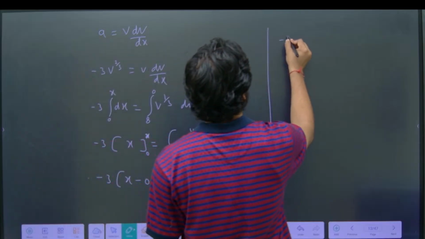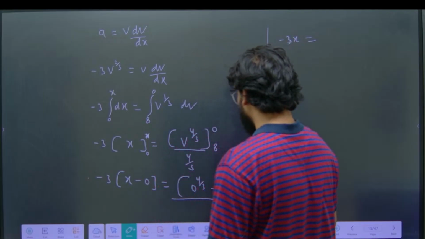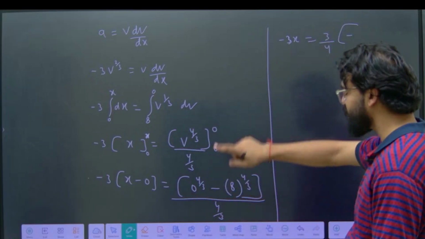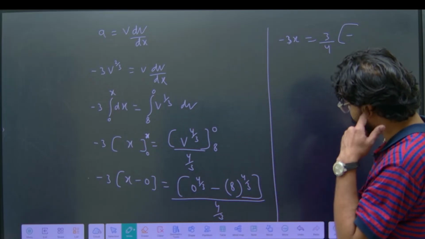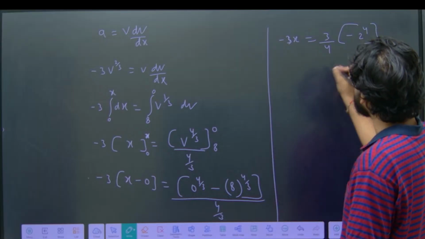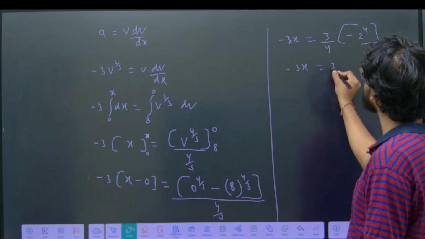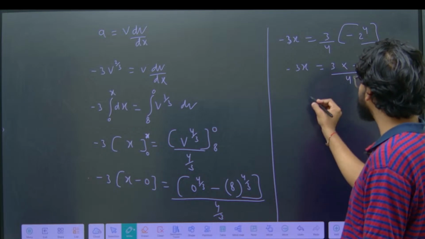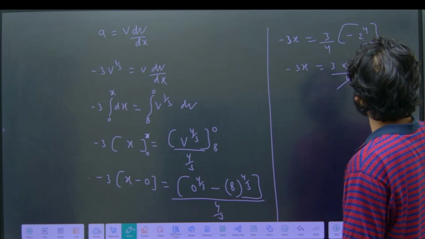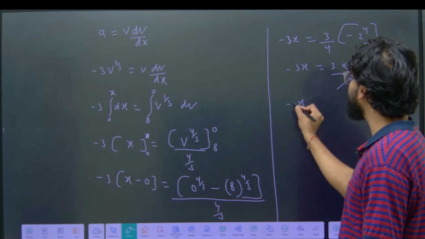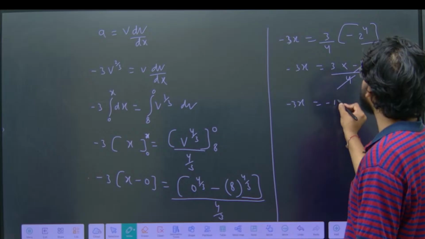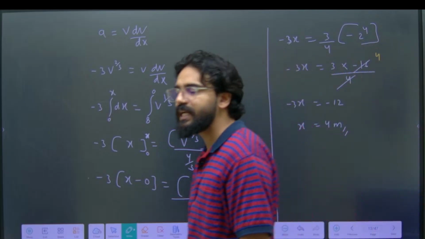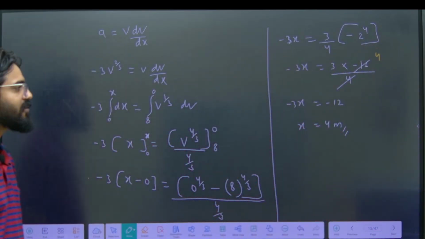So it will be negative 3x equals 3 by 4, and over here this is zero, 0 minus this is what? Negative 2 to the power 4. Negative 3x equals 3 into negative 16 upon 4. This will become 4. But remember, there is a negative sign. So negative 3x equals negative 12 and x equals 4 meter. Correct? So the answer is 4 meter. So after 4 meter, this guy will stop.